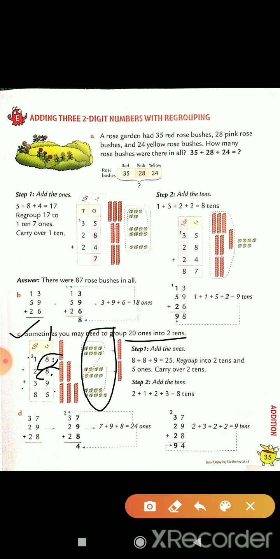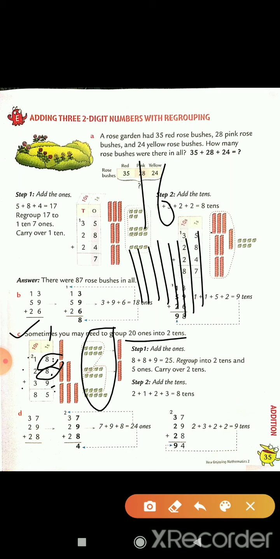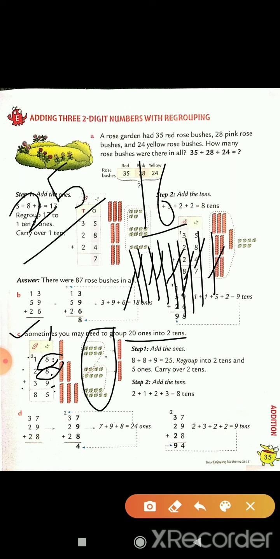So 8 and 8. What is the double of 8? 16. And then we have to add 9 to 16. 1, 2, 3, 4, 5, 6, 7, 8, 9. What comes after 16? 17, 18, 19, 20, 21, 22, 23, 24, 25. What is the answer here? 25. You can use this method, or else you can count all these together. So now our answer is 25.